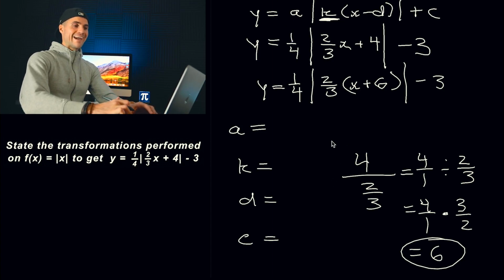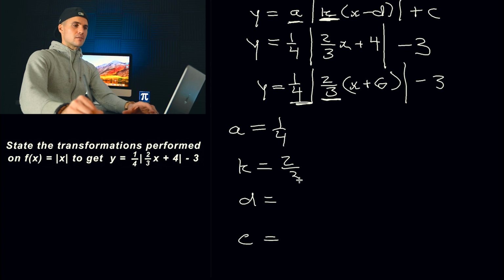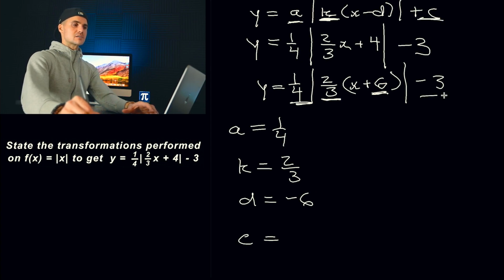And now it is in that transformation format. So we can go through all of these here. What is the a value going to be? Well, it's going to be 1 over 4. The k value is the 2 over 3. The d value is negative 6. Remember the d value, always take the opposite sign. The c value is negative 3, like that. Okay, we got our transformation values. Now we can go through each of these and state what the transformations are going to be.